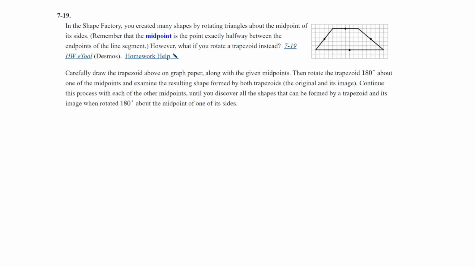Question 19. In the shape factory, you created many shapes by rotating triangles about the midpoint of its sides. Remember that the midpoint is the point exactly halfway between the endpoints of a line segment. However, what if you rotate a trapezoid instead? So you can see the trapezoid over here in the graph.